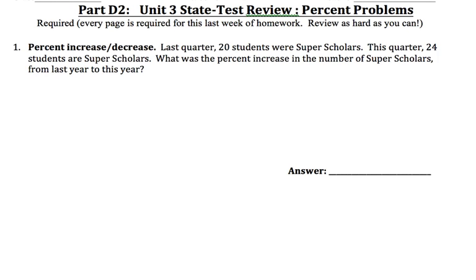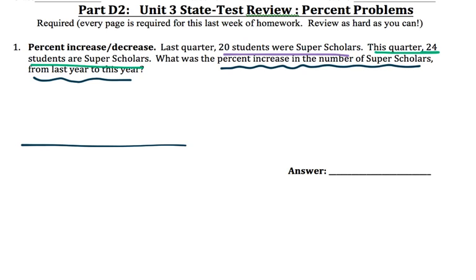Alright, so percent increase and decrease problems are problems where we actually don't know the percent. We know the starting amount and the ending amount, but we don't know what percent up or down by. So let's read this problem and figure it out. Last quarter, 20 students were super scholars. This quarter, 24 students are super scholars. What is the percent increase in the number of super scholars from last year to this year? The trickiest part about these problems is figuring out what's 100%.